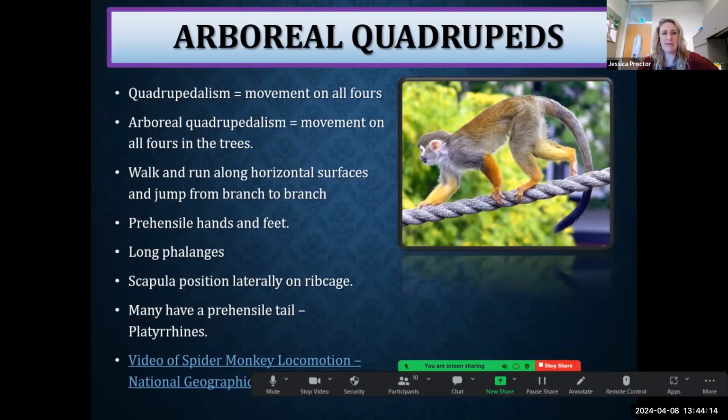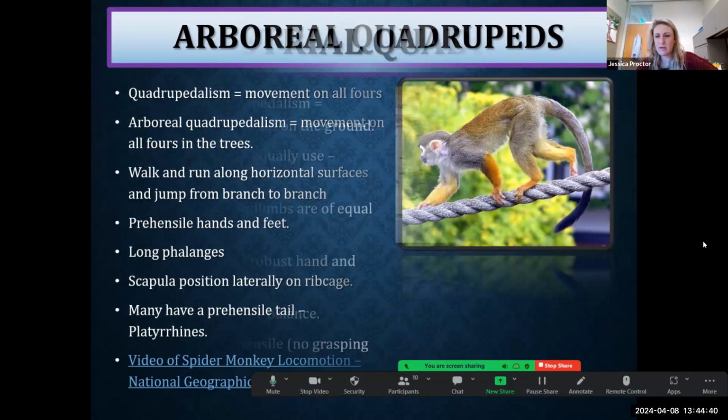So arboreal quadrupeds, movement on all fours in the trees. They walk and run along horizontal surfaces and leap from branch to branch. They have prehensile hands and feet, and also generally prehensile tails as well. They have a shoulder blade that has a slight lateral orientation on the side of the rib cage here. And most of them have that prehensile tail. Okay, so let's watch our video clip for this type.